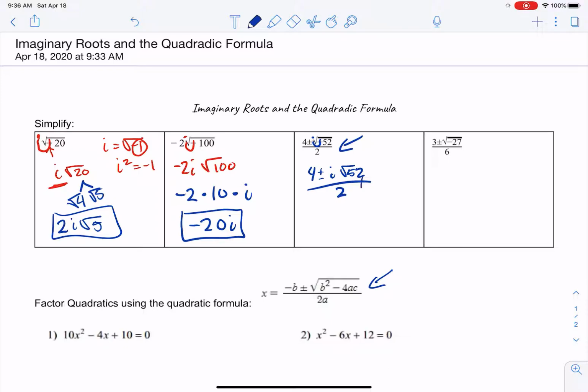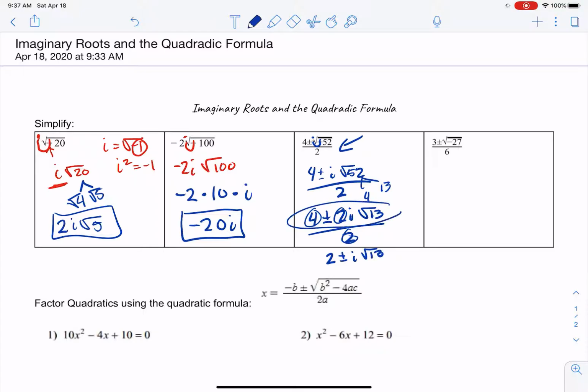Okay, well, what can I take out of 52 that is a perfect square? I could divide by 4. 4 and 13. So now I have 4 plus or minus the square root of 4, which is 2, i root 13, because the square root of 13 is not a perfect square, all over 2. Now, because 4, 2, and 2 are all divisible by 2, I can simplify this fraction down here. And this is going to be 2, 4 divided by 2, plus or minus i root 13.